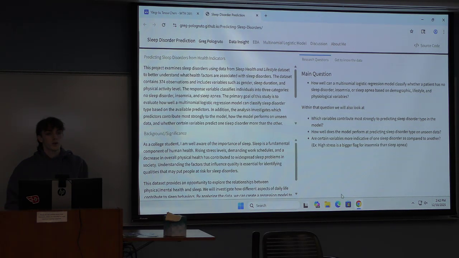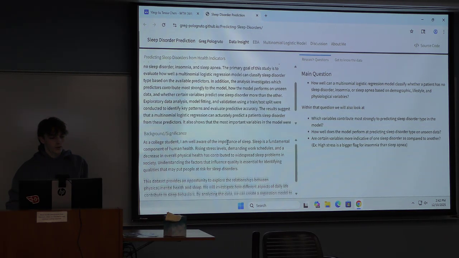The main question I want to research is how well a multinomial logistic regression model can classify whether a patient has no sleep disorder, insomnia, or sleep apnea based on variables. Within that, I'll look at which variables contribute most strongly to predicting sleep disorder, how well the model performs at predicting the sleep disorder on new and unseen data, and if certain variables are more indicative of one sleep disorder versus another. For example, high stress is more telling of insomnia than sleep apnea.